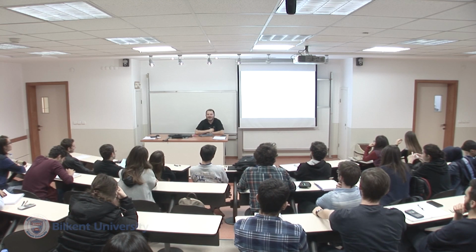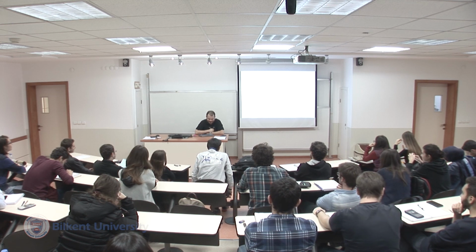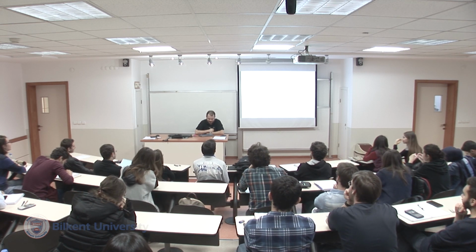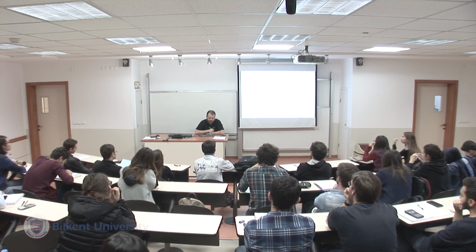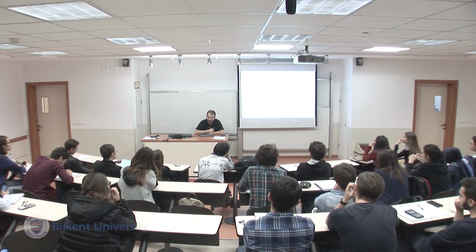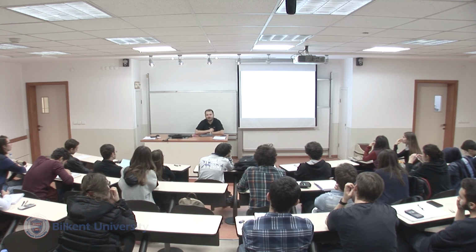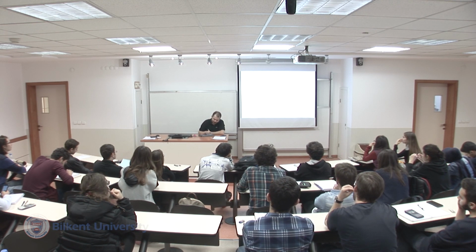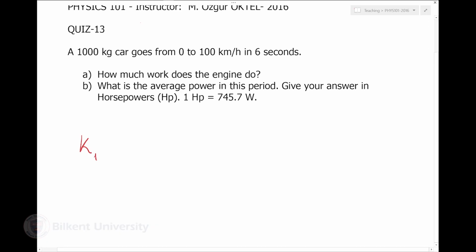So let's start by solving this simple quiz. A 1,000 kilogram car goes from 0 to 100 kilometers per hour in 6 seconds. So what's my initial kinetic energy? Initial kinetic energy is 0. Why? Initial velocity is 0. My final kinetic energy will be 1/2 m v final square.